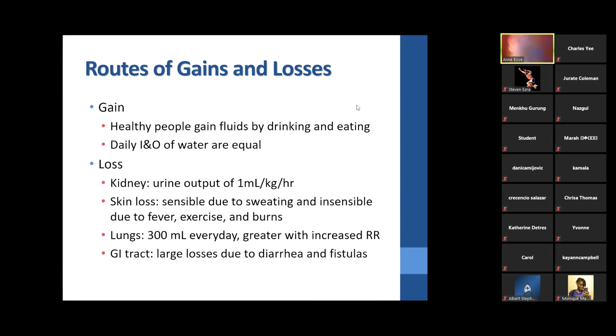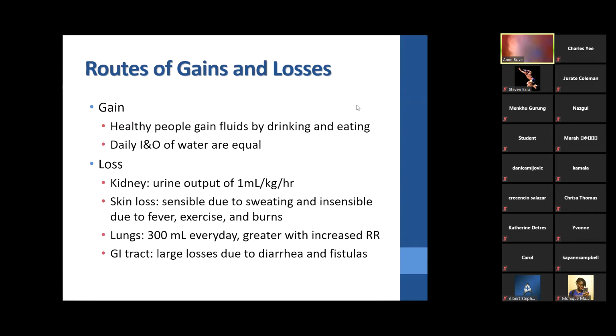Your loss is also seen through your kidneys in terms of urine output, 1 milliliter per kilogram per hour. You also have what we call insensible loss, which comes through your skin. What's not absorbed comes out through your lungs and also your GI tract. So that insensible loss is where you're looking especially at the daily weights.